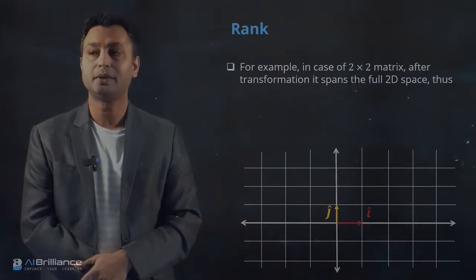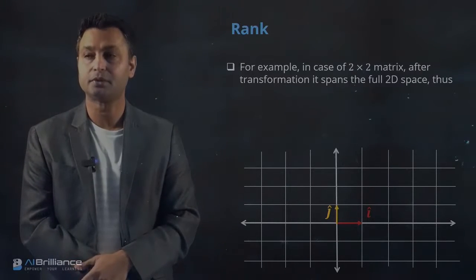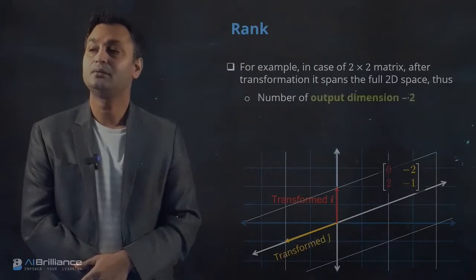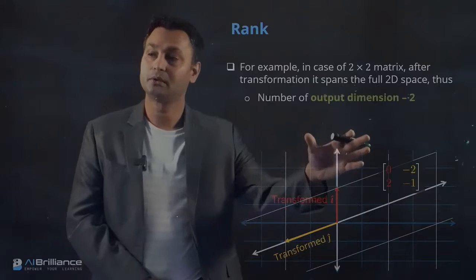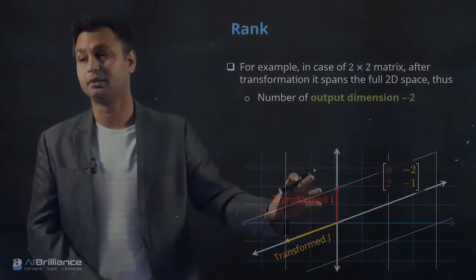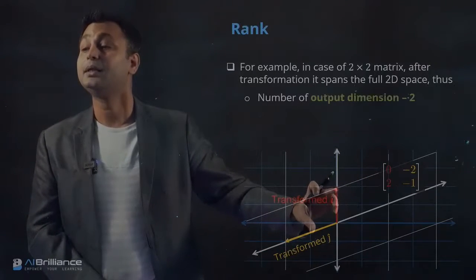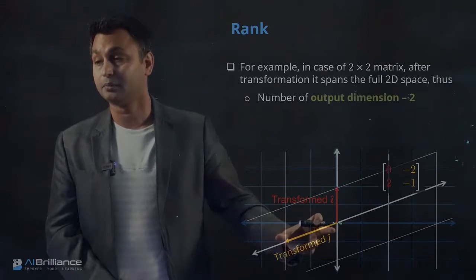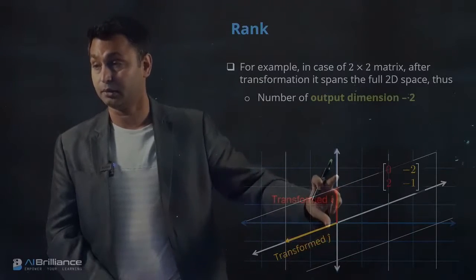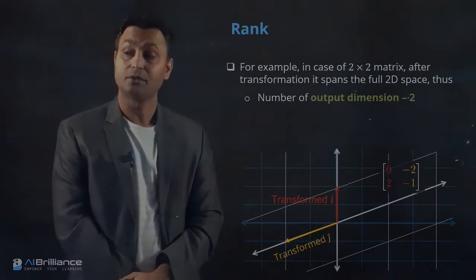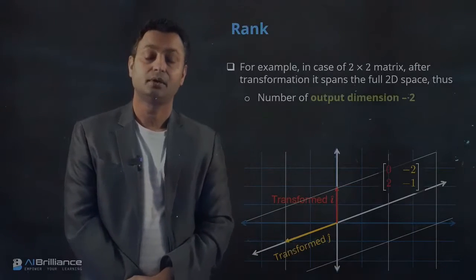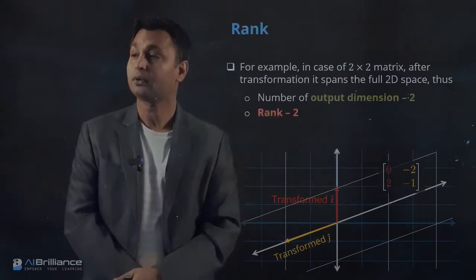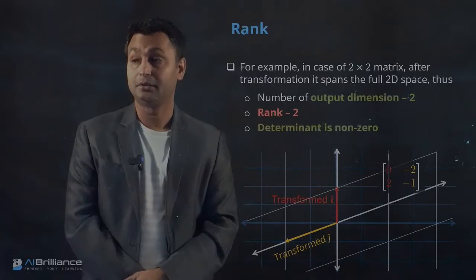Okay, so here are other ways to understand it. For example, a 2 by 2 matrix after transformation, if it spans the full 2D space, something like this, right? Then we have essentially the output dimension equal to 2, because after transformation we still need these transformed unit vectors. We need 2 unit vectors even in the transformed space, right? So if that's the case, we have a two-dimensional matrix whose rank is 2, and the determinant is non-zero.